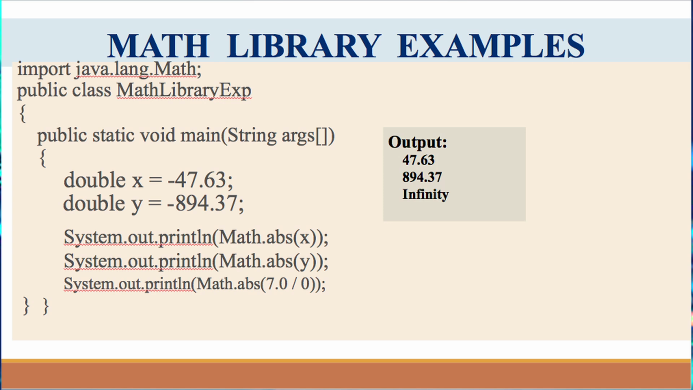So the value of y is initially negative. This negative value is converted into an absolute value, where we will not have any plus or minus sign. So 894.37 will be displayed as it is. In the third one we are writing 7.0 divided by 0. Whenever we divide any value by 0 in mathematics, it will display the infinity answer. So here also we are showing the infinity answer.